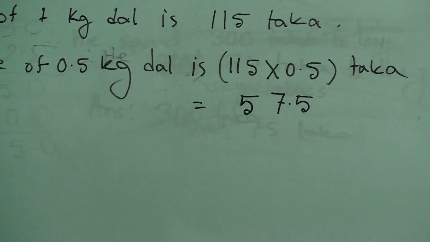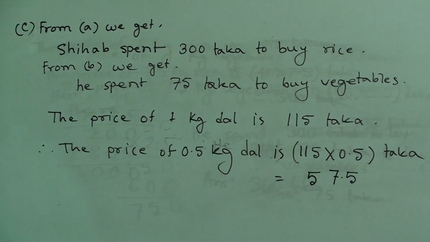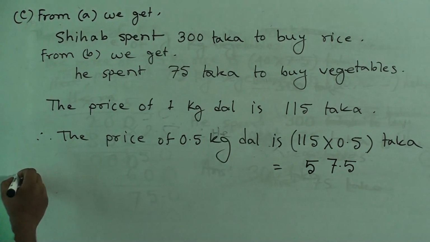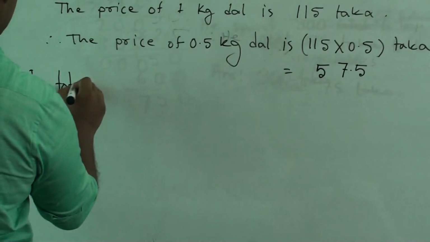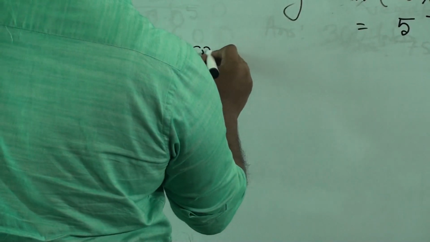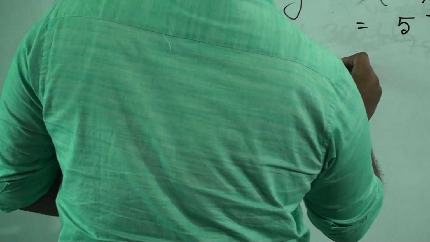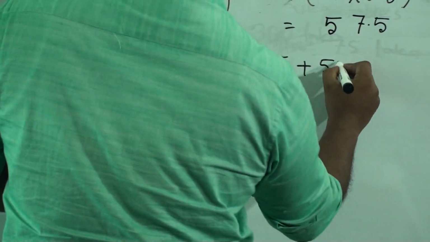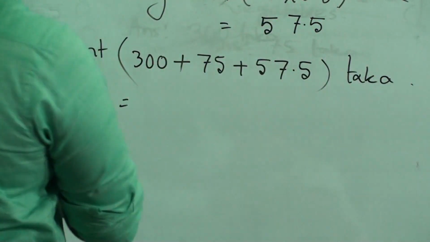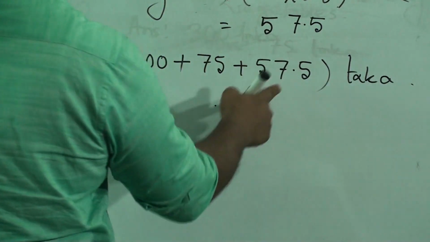Okay, now my dear student, the question asks us to find out the total amount that he spent to buy those 3 articles. So we do addition of these 3 amounts and we get the answer. In total he has spent 300 plus 75 plus 57.5 taka.